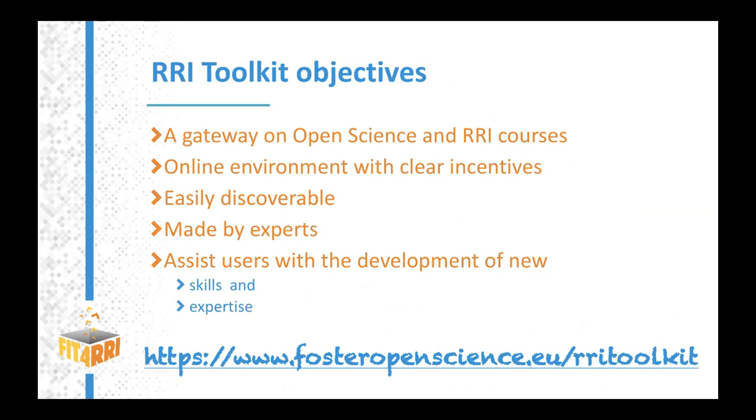So apart from the taxonomy, we also created the RRI toolkit. The RRI toolkit is a page which contains courses on responsible research and innovation and open science, because as we said, those two terms go together. And we wanted to make it a gateway, like a one-stop place where someone could start learning about a specific topic. We wanted people to be able to go there and find their way around things, not to feel that they are lost in too much information, not to feel that the environment was not clear, but had a lot of noise around it, so that people would feel overwhelmed.